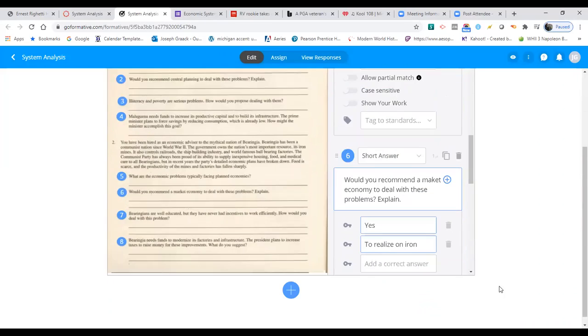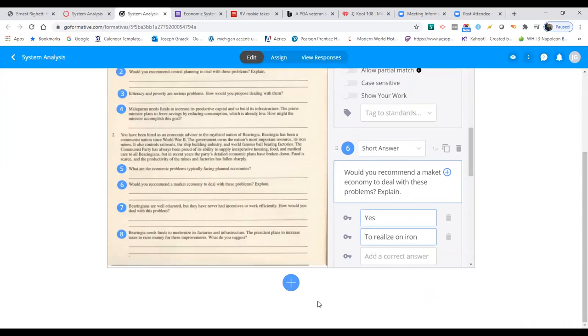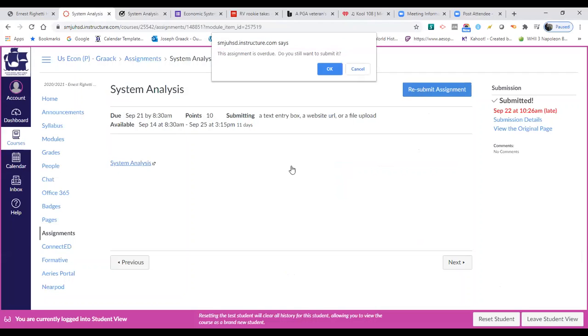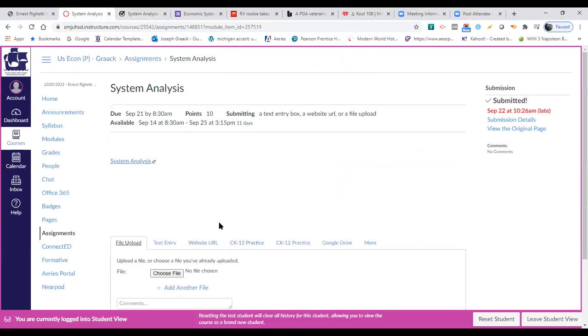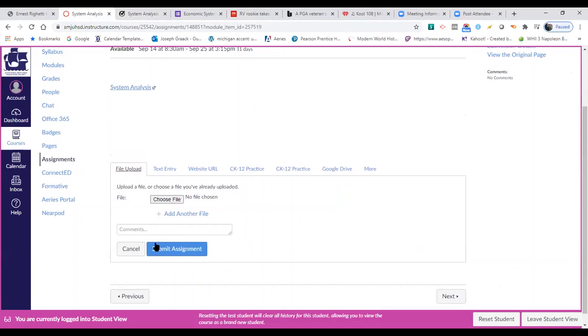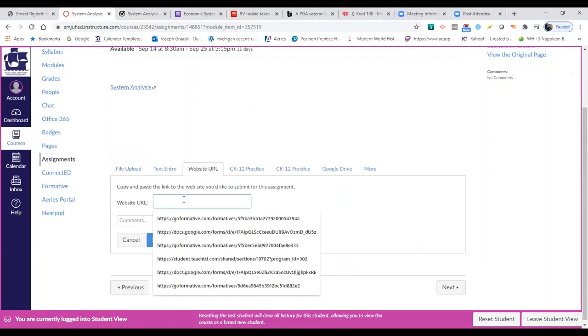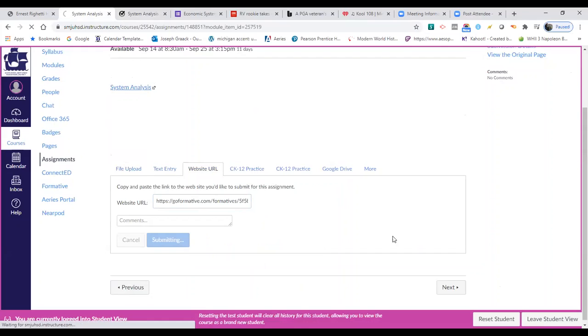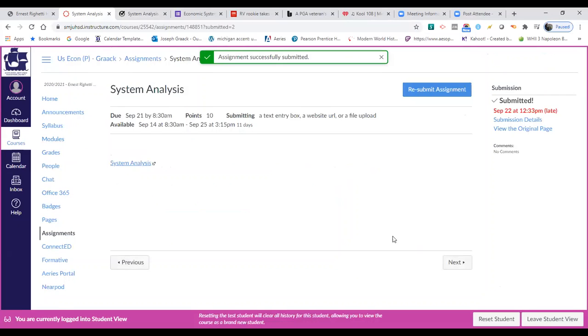After you submit, remember the easiest thing to do after you hit your submit button that's down here is to take your URL up at the top, copy that, and then paste that in text entry if you want. Website URL will take me right to that. You submit it like that. I click on that, it'll take me to your answers right away.